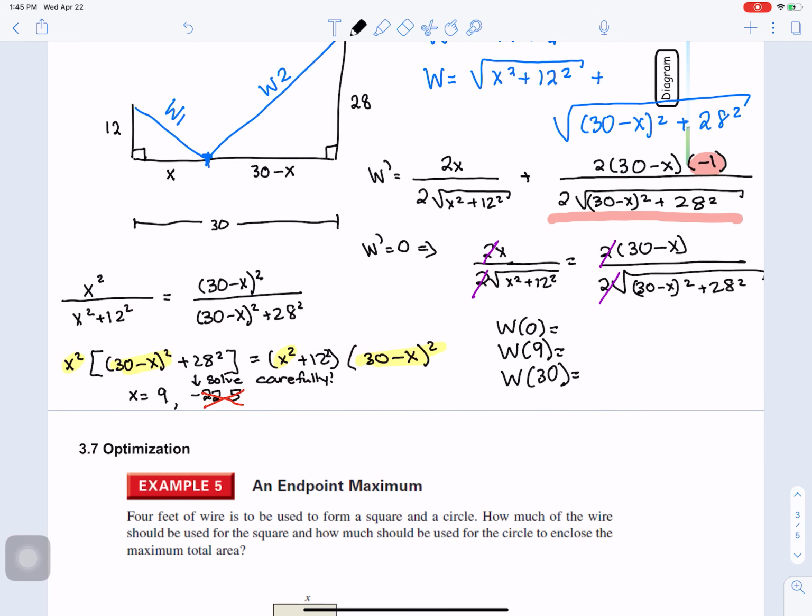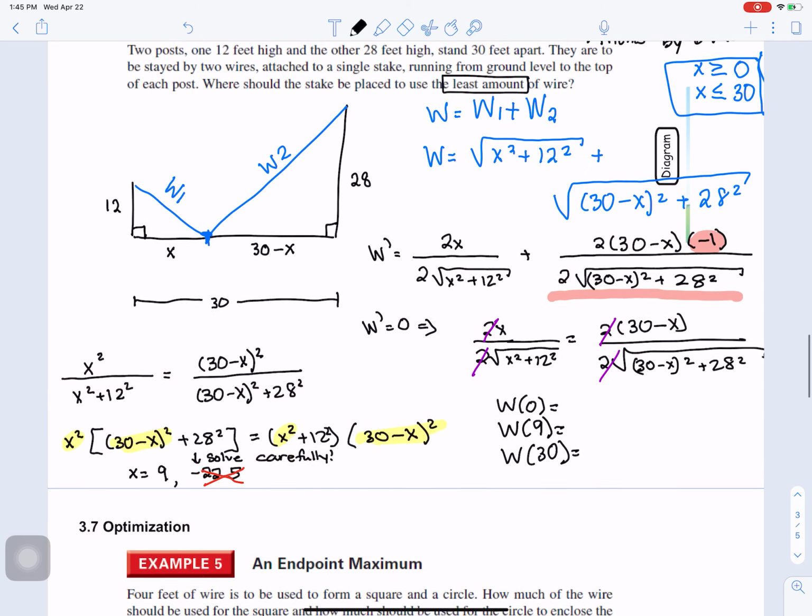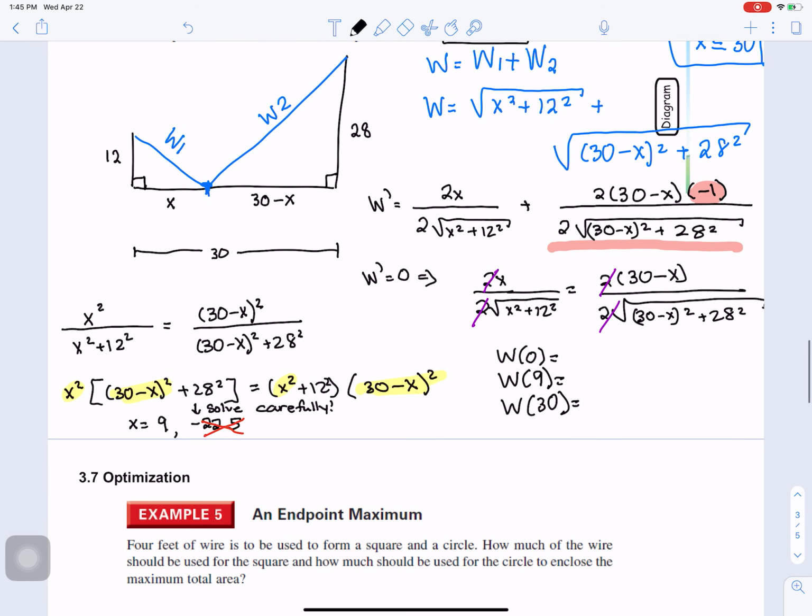Now when I sub these into my w function, which is this one in blue that I'm boxing in, what you get is 53 for this one, if my math was correct when I did this problem on paper. This would give me 50 and this would give me 60. Now by the extreme value theorem, my absolute min will be the smallest number out of those, and it will happen when x is equal to 9.